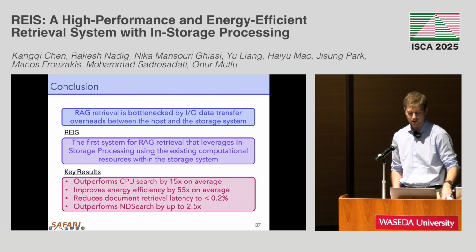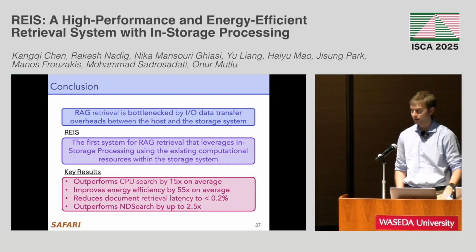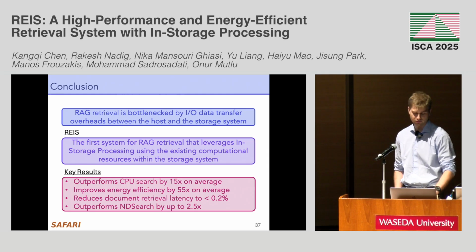Our key results are that REIS outperforms CPU search by 15 times on average, improves energy efficiency by 55 times on average, reduces the document retrieval latency down to 0.2% of the total latency of the RAG pipeline, and it also outperforms NDSearch, a state-of-the-art design, by up to 2.5 times.